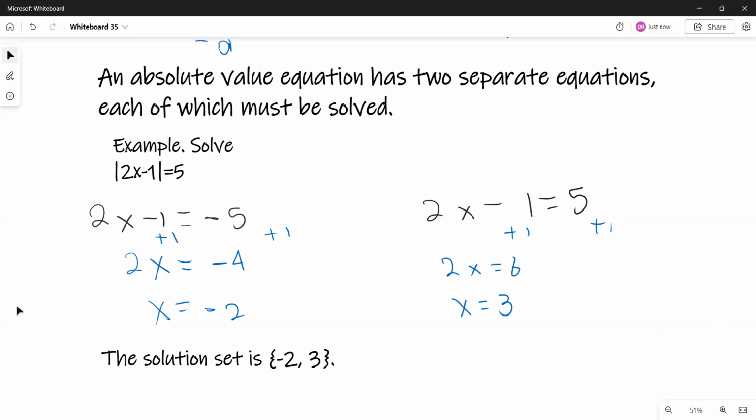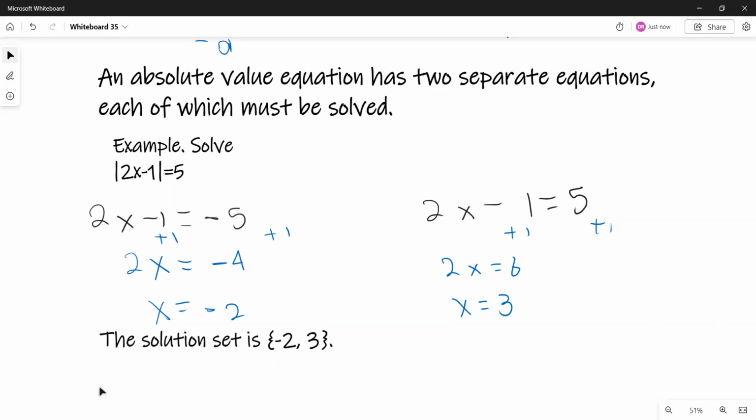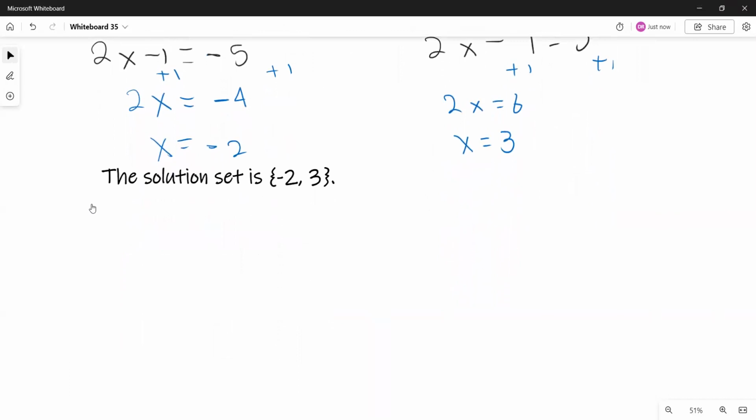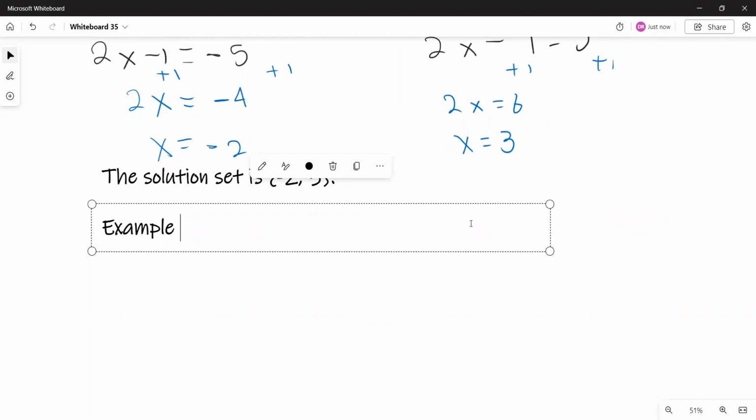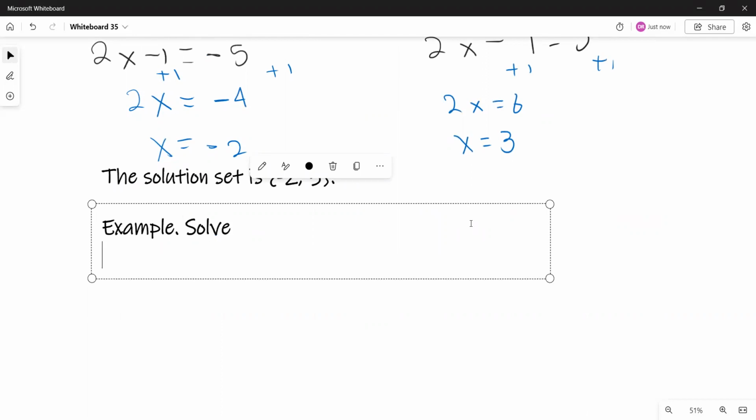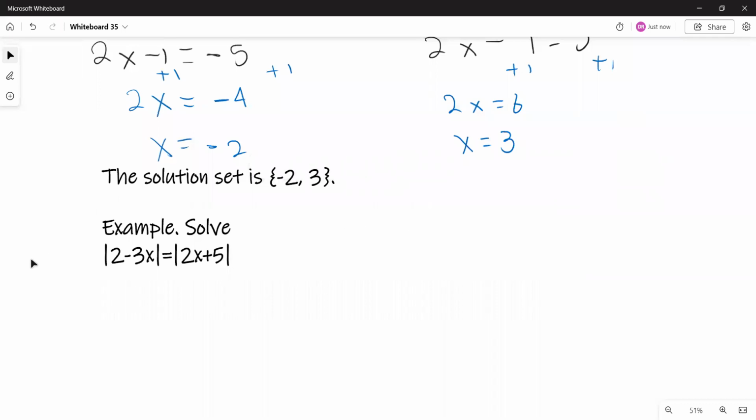Another example, let's say you have two absolute values. If you have an absolute value equation with two absolute values, let's suppose you want to solve the absolute value of 2 minus 3x equals the absolute value of 2x plus 5. Technically, you would have 4 expressions, but it suffices to consider two cases.